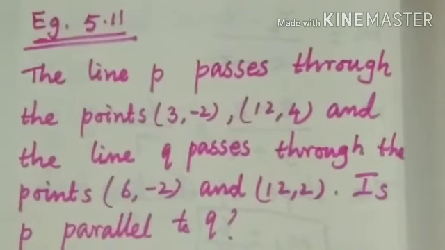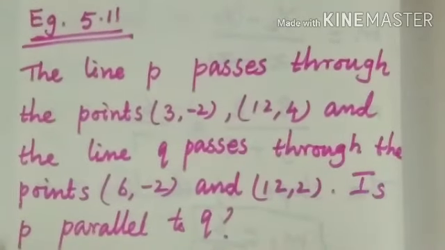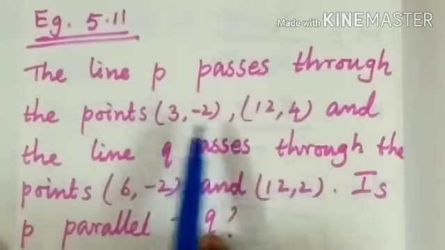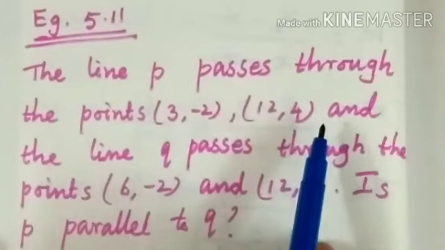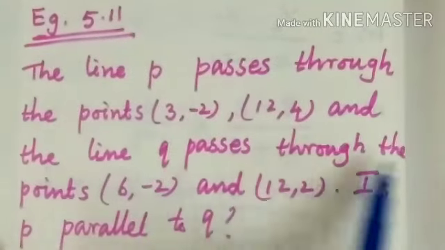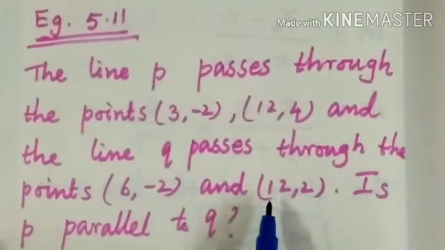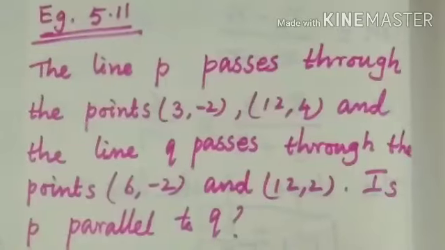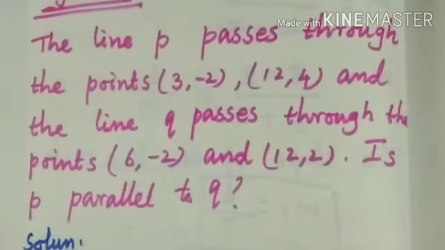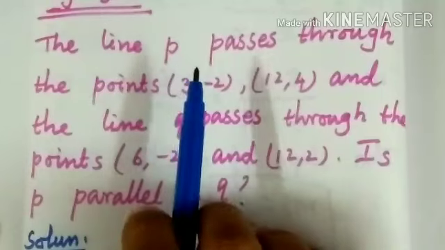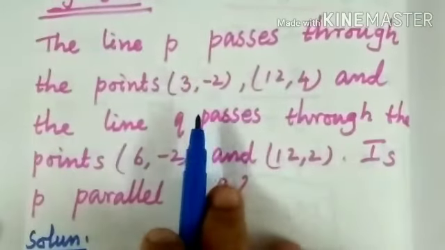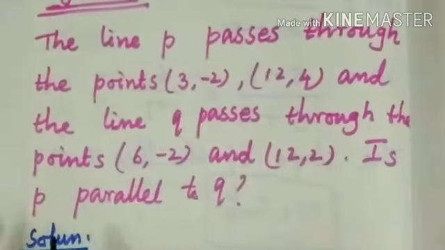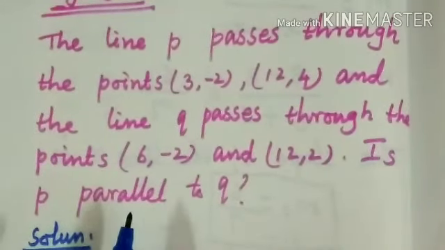Now, let us see the next example 5.11. See the question. The line P passes through the points (3, -2) and (12, 4) and the line Q passes through the points (6, -2) and (12, 2). Is P parallel to Q? See, in this question, the line P passes through the points and line Q passes through the points, which are given. We have to check whether it is parallel or not.